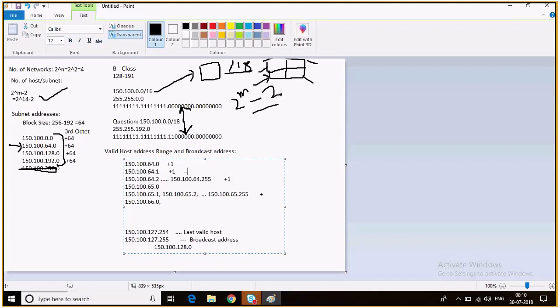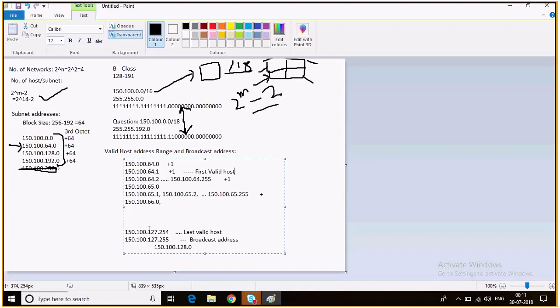We never say that I want to write all the valid host addresses. I say valid host address range, right? So what is my valid host address range for this network now? 150.100.64.0, and I'm talking about /18, right? So if my question comes like this, 150.100.64.0/18, what is the broadcast address for this?